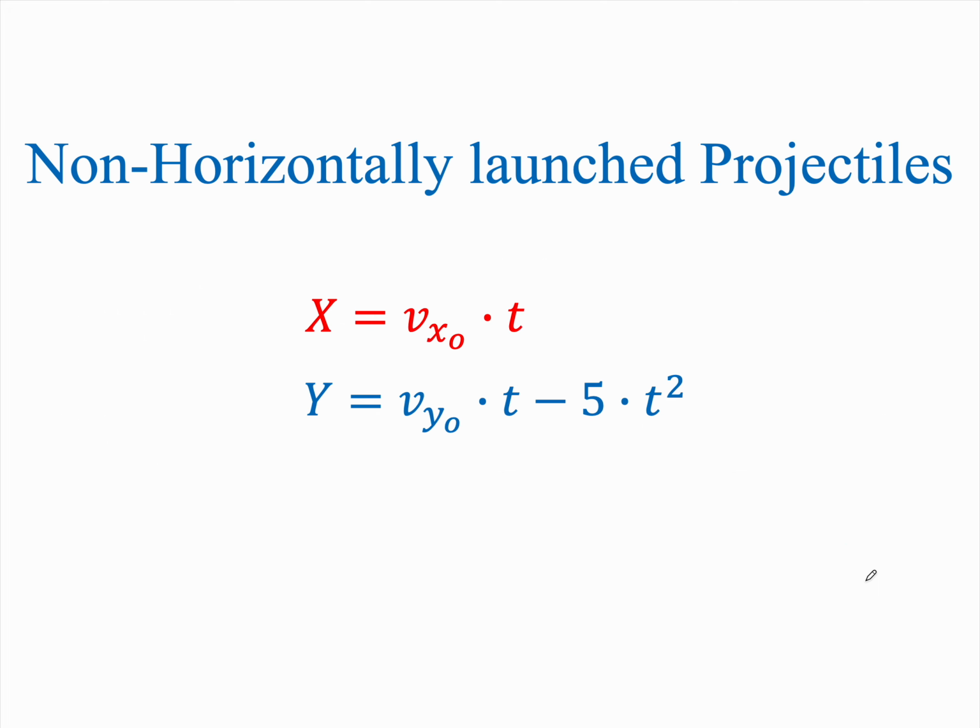So for non-horizontally launched projectiles, what's going to change? Well, we've seen these equations before. This is the initial horizontal velocity. I'm going to add a little sub-zero on this one. And this is the initial vertical velocity. Now, for horizontally launched projectiles, this term was missing. We didn't have to worry about it. But now that we actually have something that's being launched at an angle, it's going to have some initial vertical and some initial horizontal.